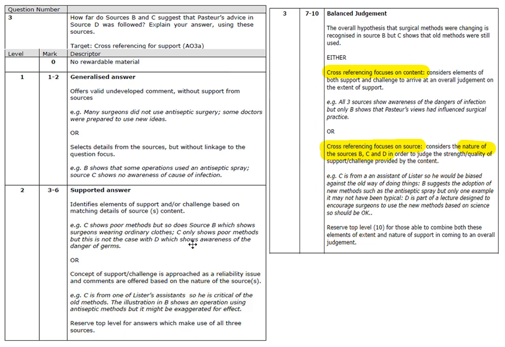Simply stating what the sources are won't get you higher than a level 2. Providing a weak conclusion at the end about how far they agree or disagree will get a high level 2, but not much more. You need to be doing it throughout, and we'll see that in an example answer.